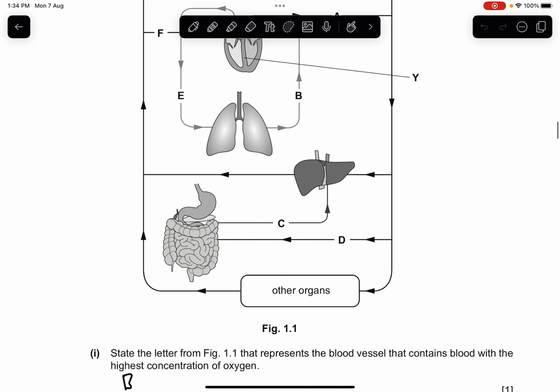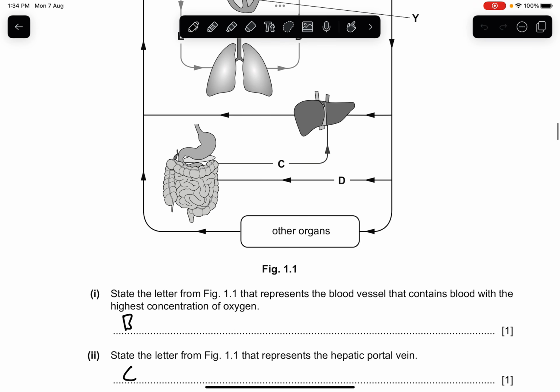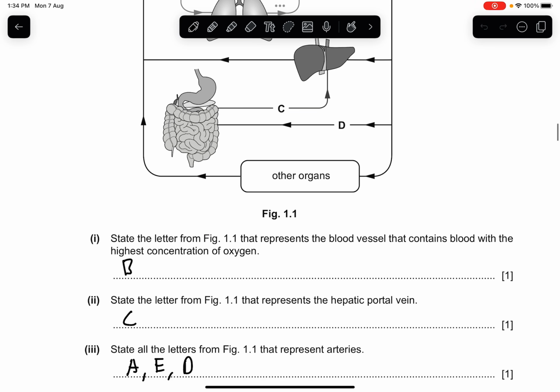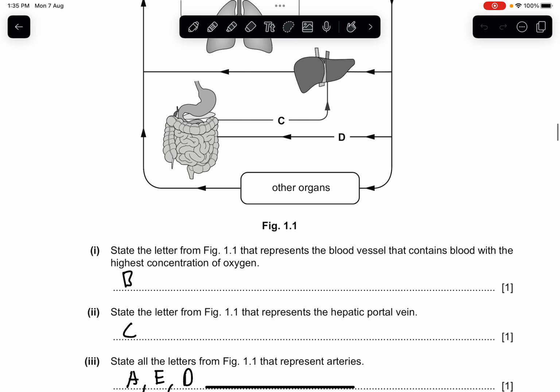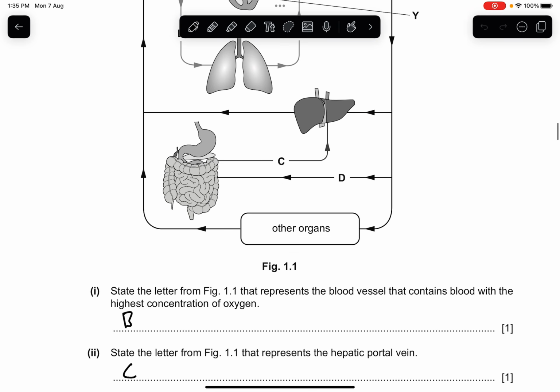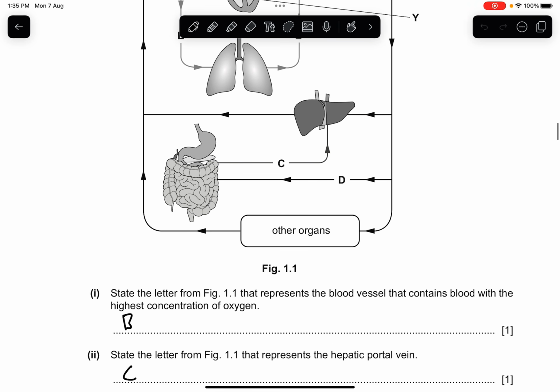Why? Because when we breathe, we immediately get the highest concentration of oxygen, and not the arteries. State the letter from Figure 1.1 that represents the hepatic portal vein. In the new syllabus, we are introduced to the hepatic portal vein and hepatic portal vessels. Hepatic means liver, so you have to see which one comes from it. Since the vein is going back to the heart, it will be C.